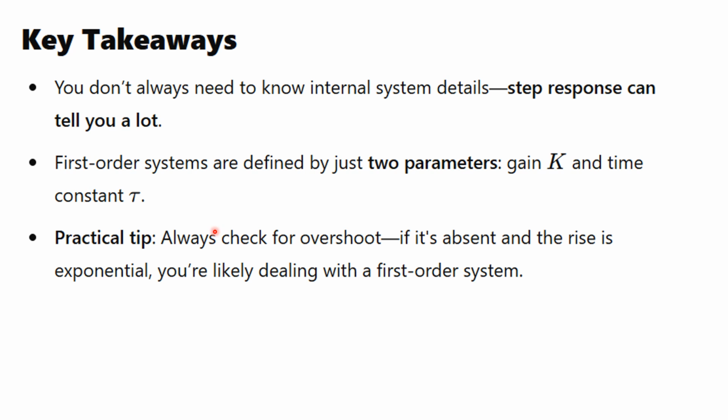So the key takeaways here are that you don't always need to know the internal system details. We can apply a step response to the system, and that can tell us a lot of information. First order systems are defined by just two parameters, the gain and the time constant. And a practical tip: always check for overshoot. If the response output doesn't have an overshoot, and the rise is exponential, you're likely dealing with a first order system.